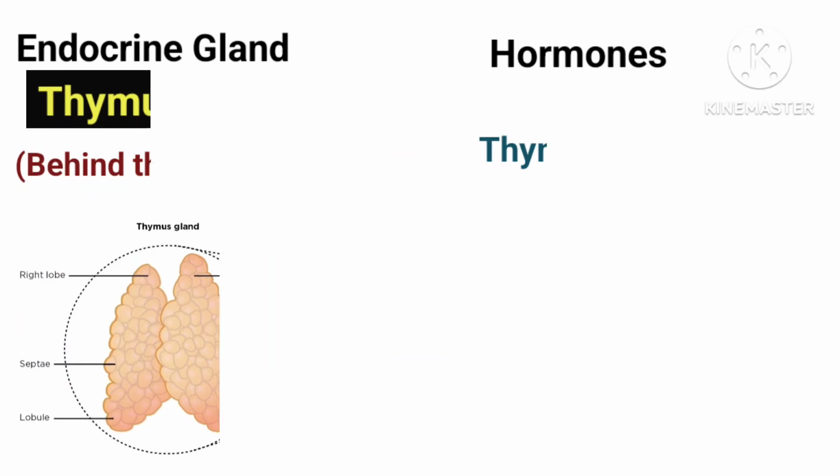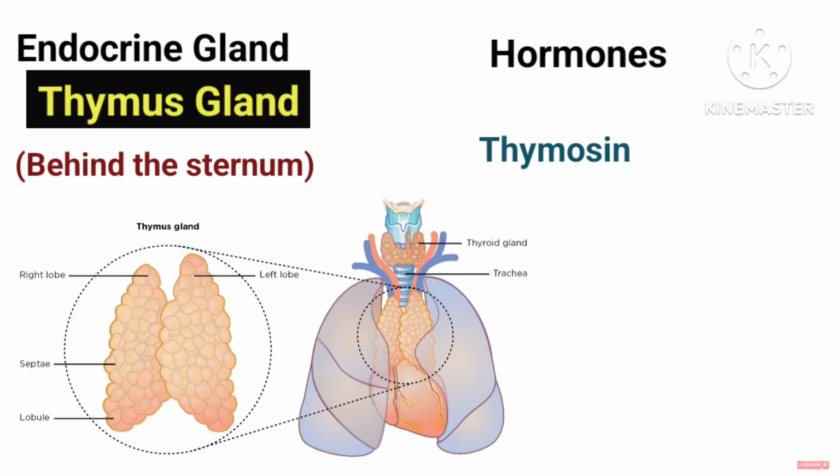Next is the thymus gland, which is present behind the sternum. The main hormone produced by the thymus gland is thymosin, which is crucial for the development of T cells. Other hormones include thymopoietin, thymulin, and thymic humoral factor. These hormones help make T cells and maintain the immune system's proper function.